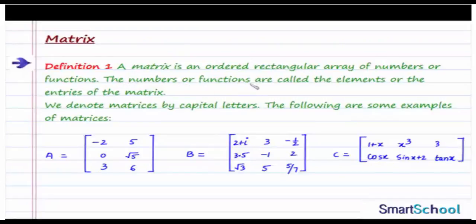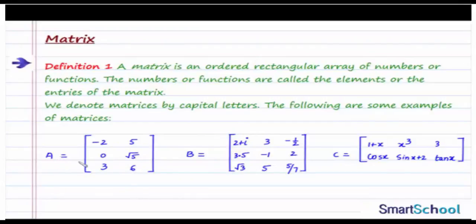The numbers or functions are called the elements or the entries of the matrix. So a matrix is an ordered rectangular array of numbers or functions. The numbers or functions are called the elements or the entries of the matrix. We denote matrices by capital letters. Following are some examples of matrices.